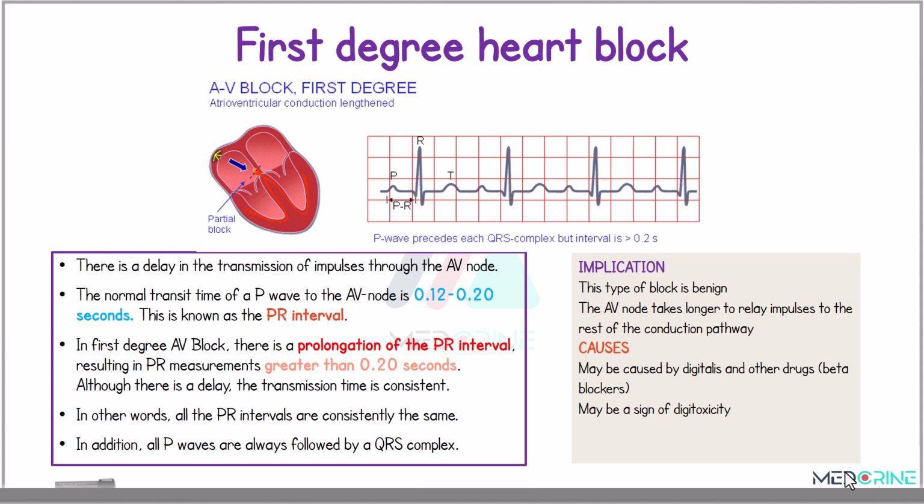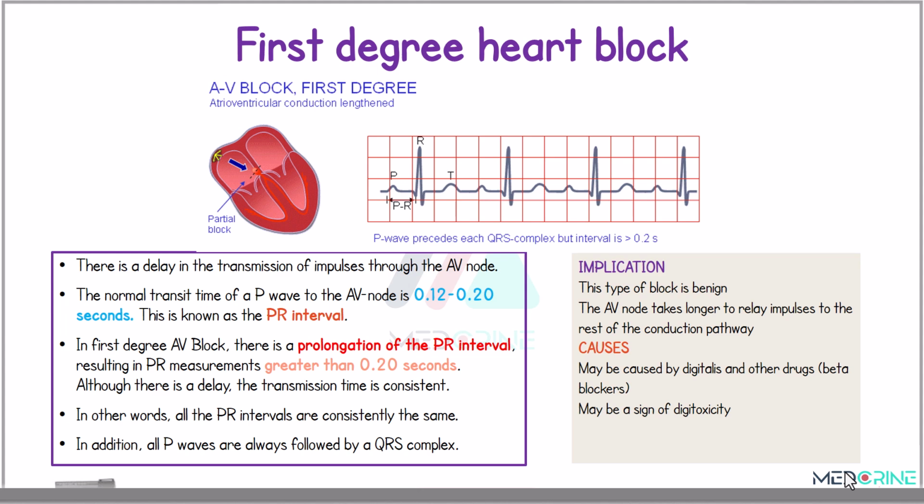Although there is a delay, something important for you to know is that the transmission time is consistent throughout the electrocardiogram. In other words, all the PR intervals are consistently the same and elongated, with a duration of more than 0.20 seconds, and they are always followed by a QRS complex. What are the implications of a patient having first degree heart block?